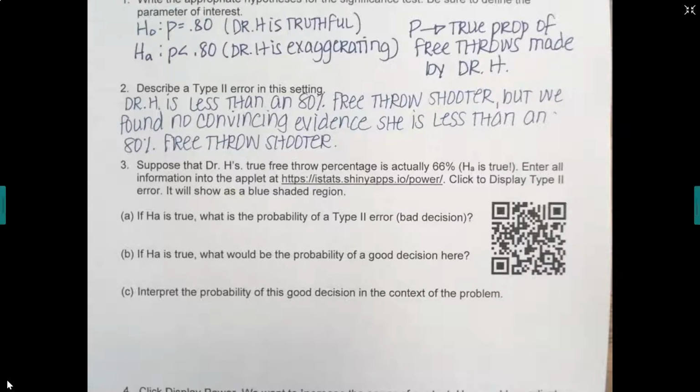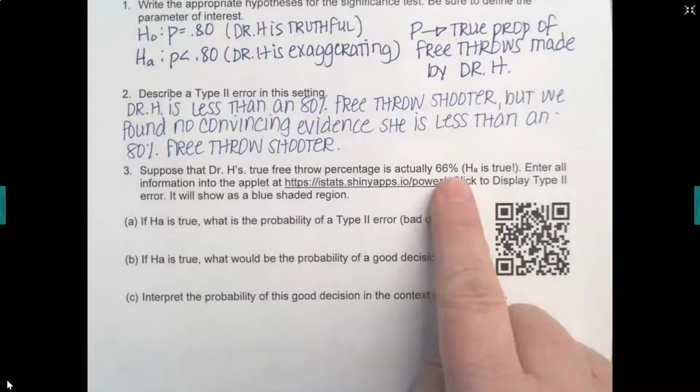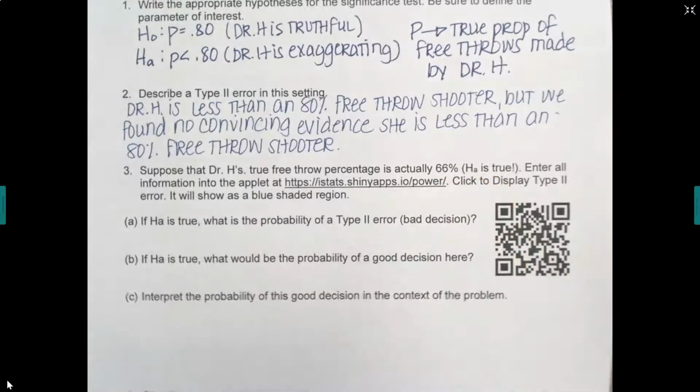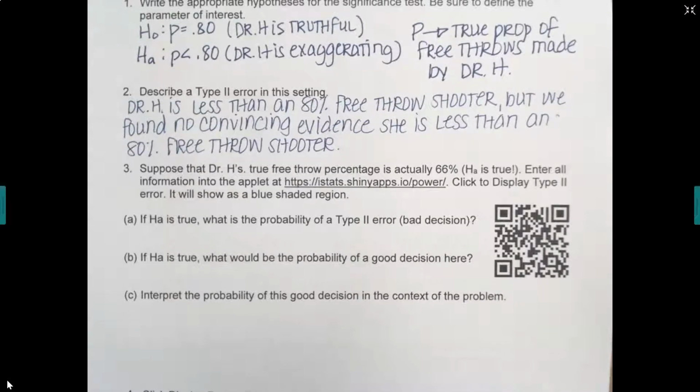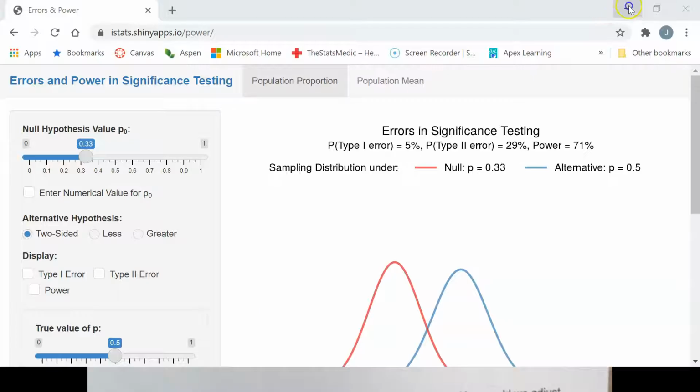So when we took this SRS previously, we had that I was a 66% free throw shooter in our sample. So what if that's true? Okay, what if I actually am a 66% free throw shooter? That would make our null false. We're going to enter the information in this applet. If you want to follow along with the applet, here's how you can get there. We're going to click display type 2 error, and it's going to show as a blue shaded region.